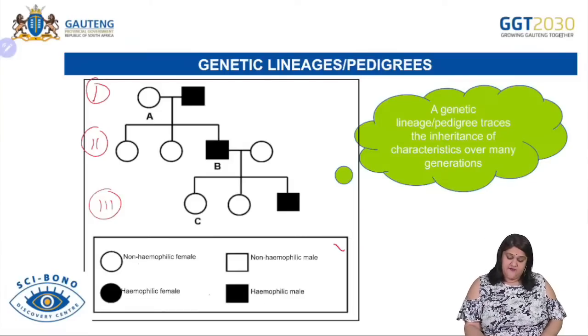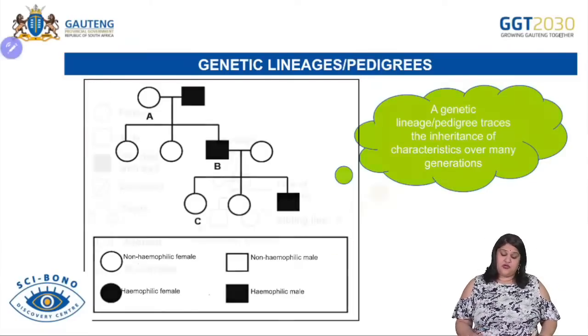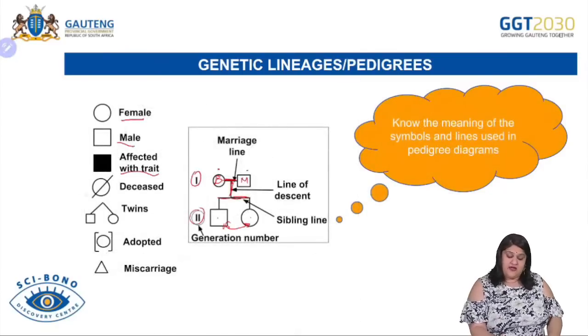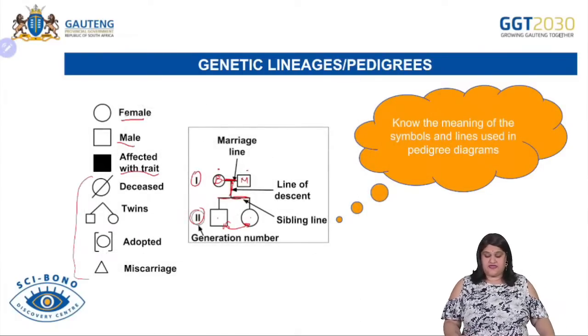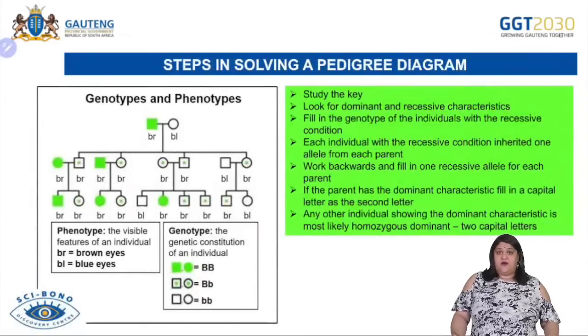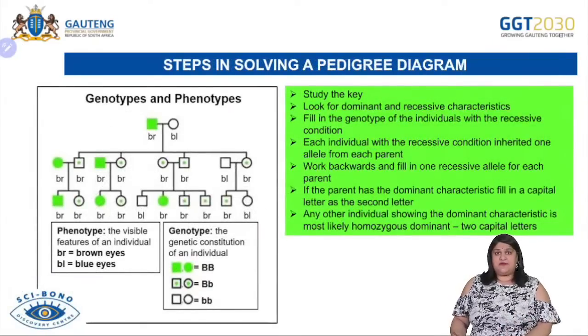They don't always give you this, therefore you need to know what these symbols stand for. Okay, these ones we don't really use very much. Those are the main ones that I explained to you. Okay, we're not going to spend a lot of time on this, but it's just the steps when solving a pedigree diagram. The main important things to remember is that we study the key.